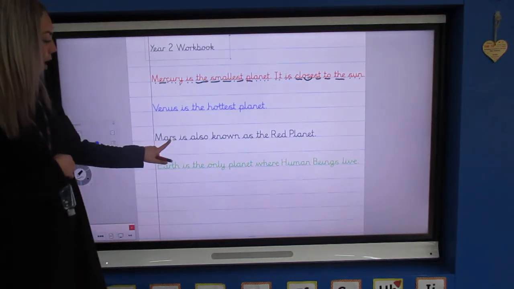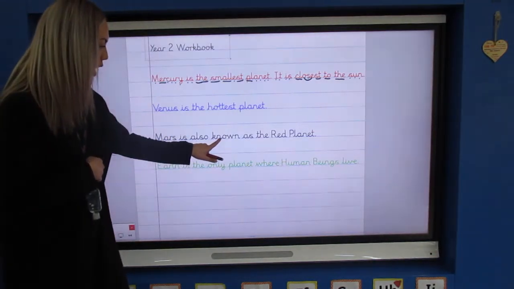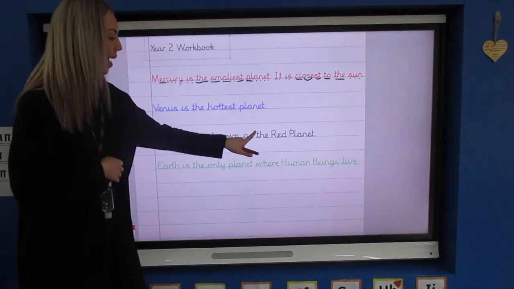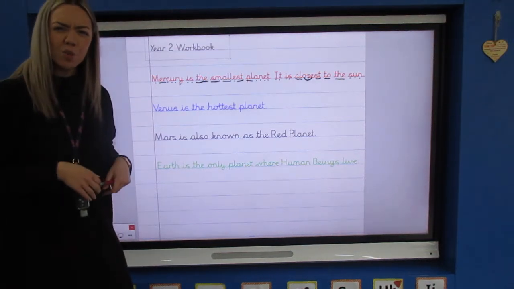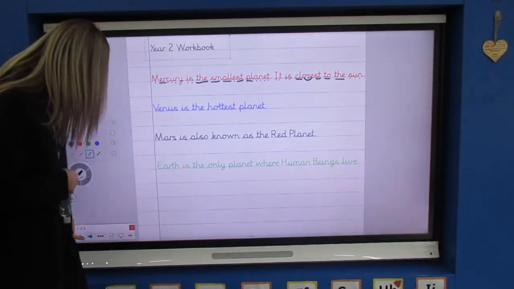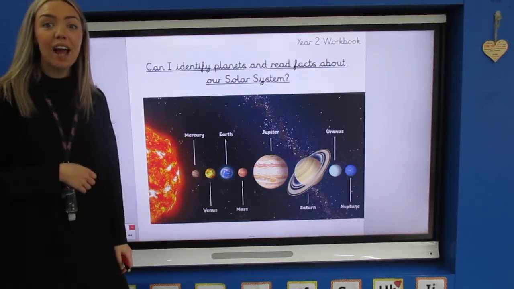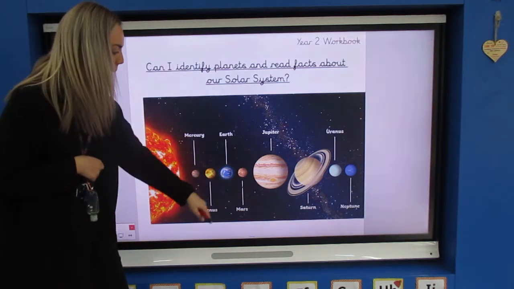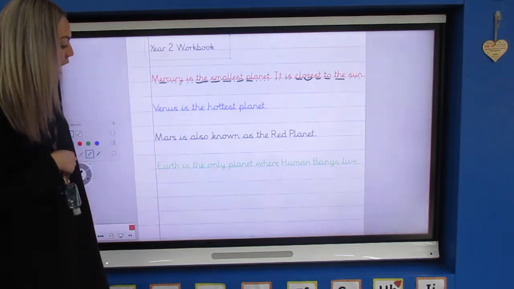Mars. Mars is also known as the red planet. I wonder why it's known as the red planet. Let's go back to our picture and have a look. Oh, because it's red, that explains a lot. So when we are identifying our planets, we will know that Mars is red. And our last fact.